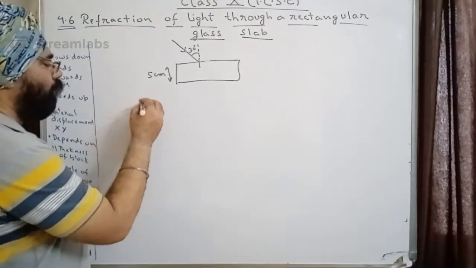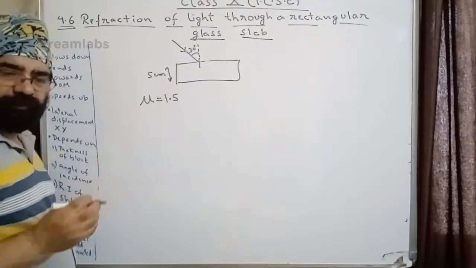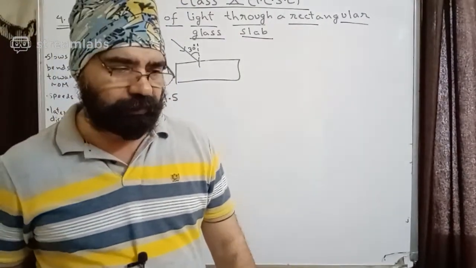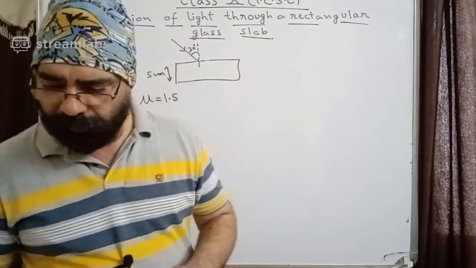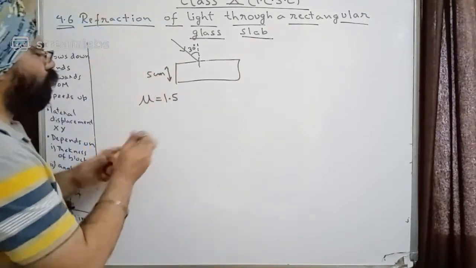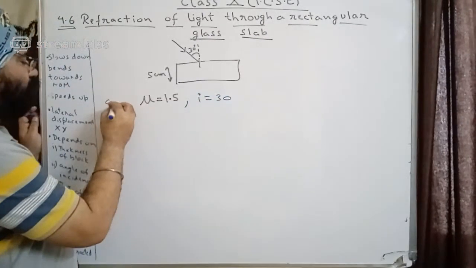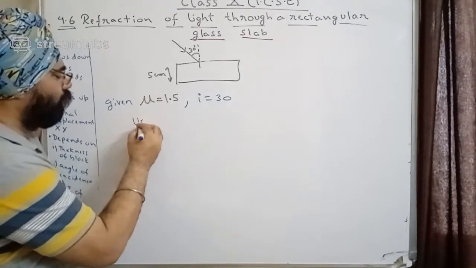उसके बाद हमें दिया है कि इस ब्लॉक का रिफ्रैक्टिव इंडेक्स है 1.5. अब हमें ये टू स्केल बनाना होता है, इसमें हम अंदाजे से नहीं बना सकते. तो मुझे mu दिया हुआ है 1.5, i दिया हुआ है 30 डिग्री. So what do I use? I use Snell's law.